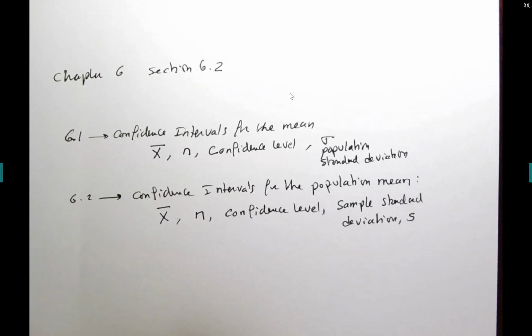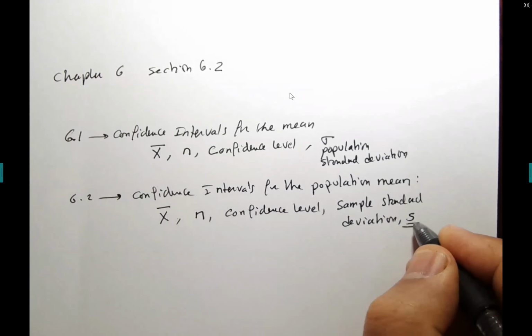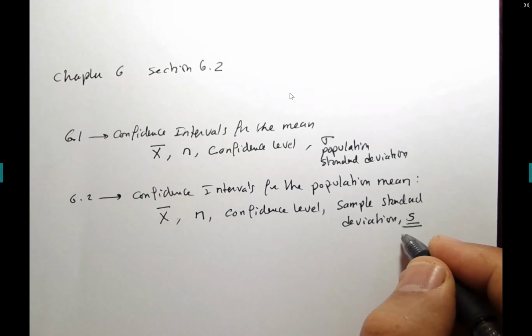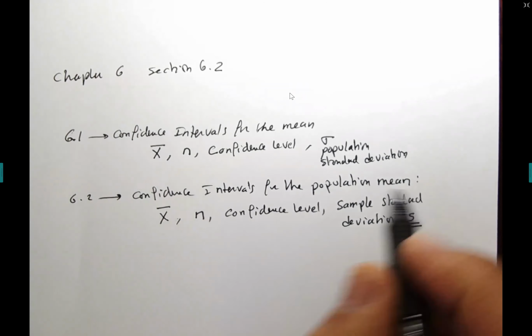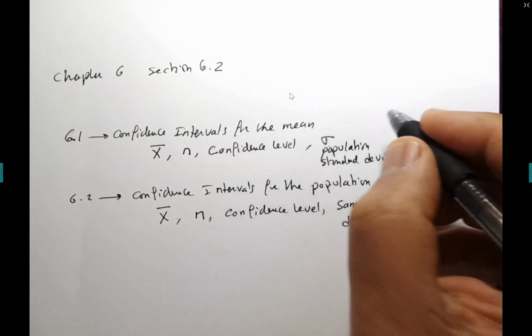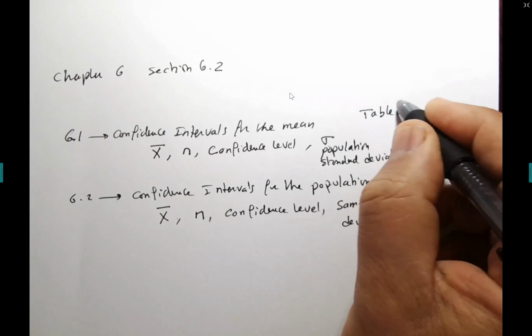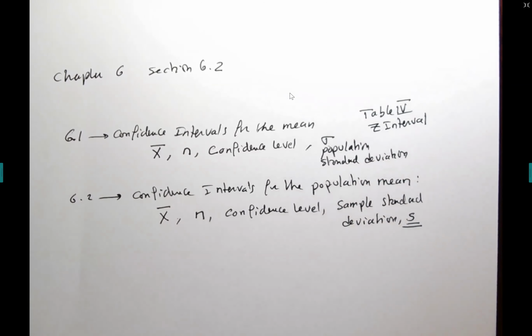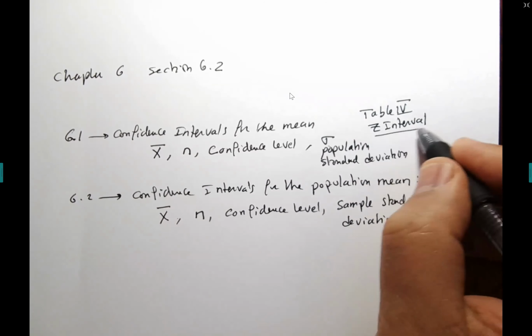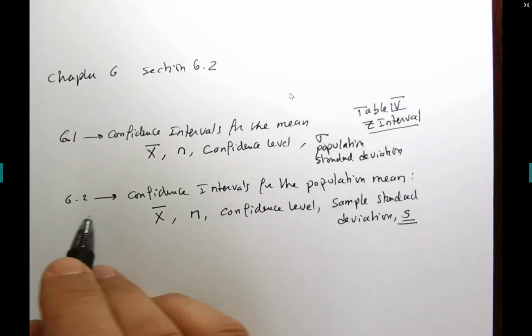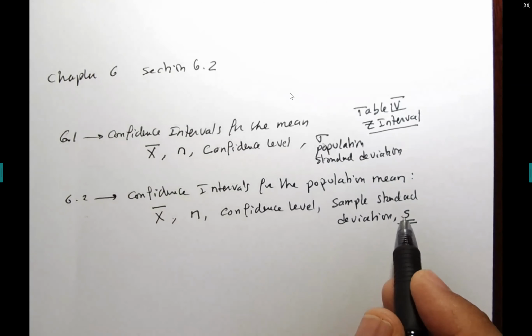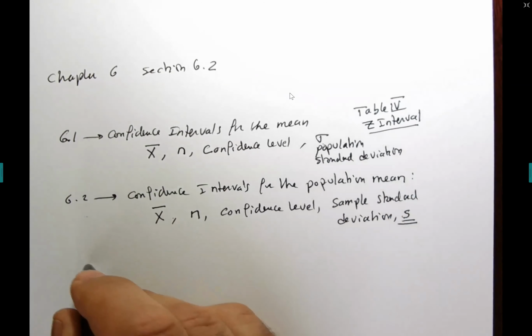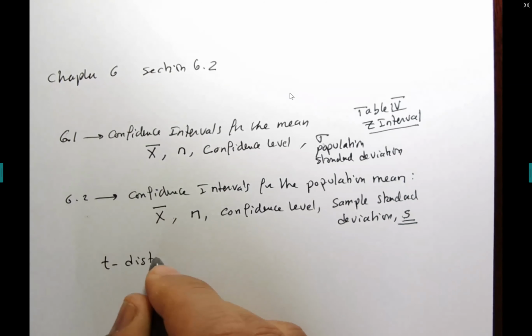If you are given the sample standard deviation, we cannot use the normal distribution Z that we use in section 6.1. So when S is given, which is called the sample standard deviation, there is a slightly different process to find the confidence interval than when sigma is given. When sigma was given, we used table 4 to find the critical values, and we used the Z interval if using the TI-84, or if using technology, to find the intervals. So let me show you what's gonna happen when S is given instead of sigma. We're gonna use a different distribution. It's called T distribution. I'm gonna sketch it and show it to you.